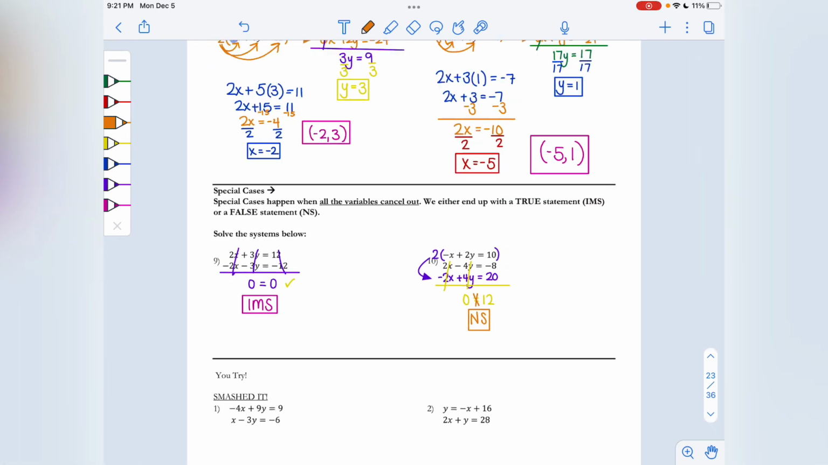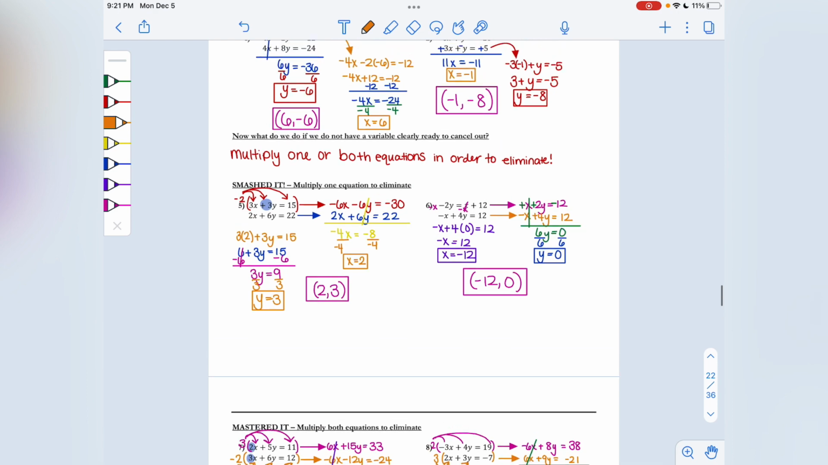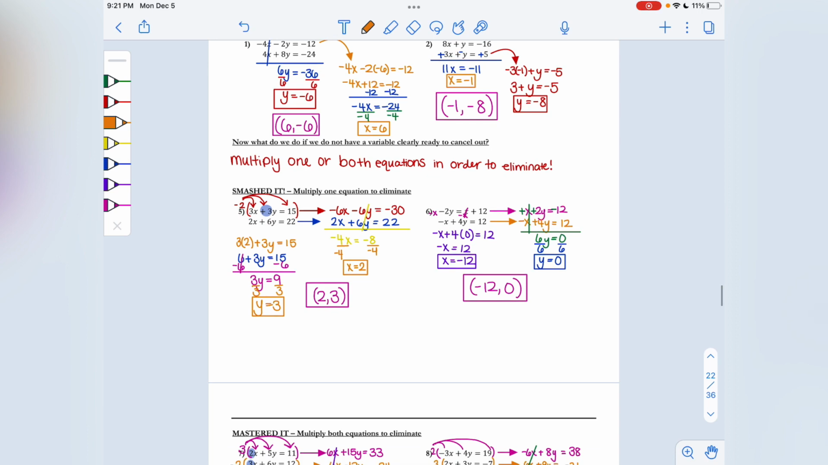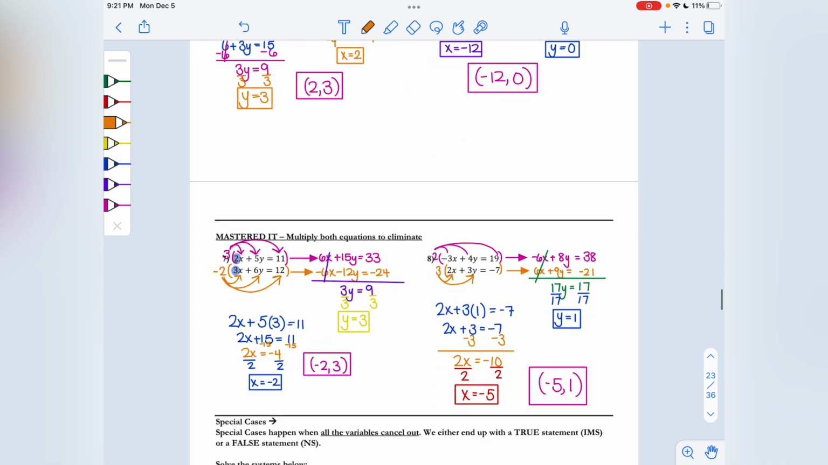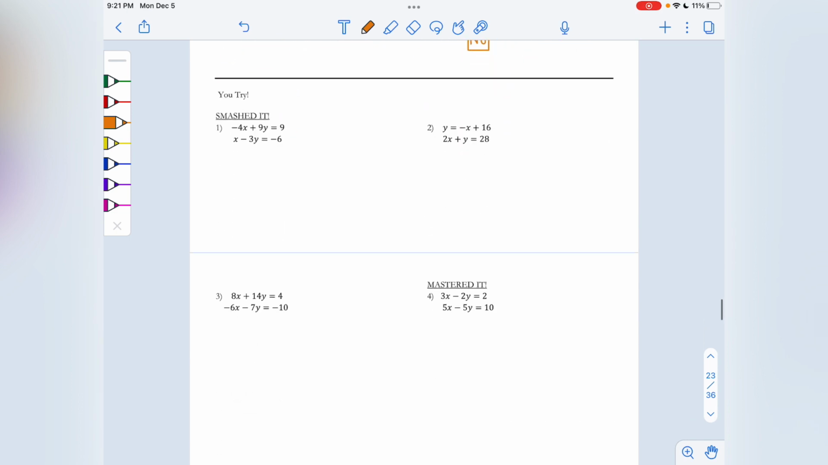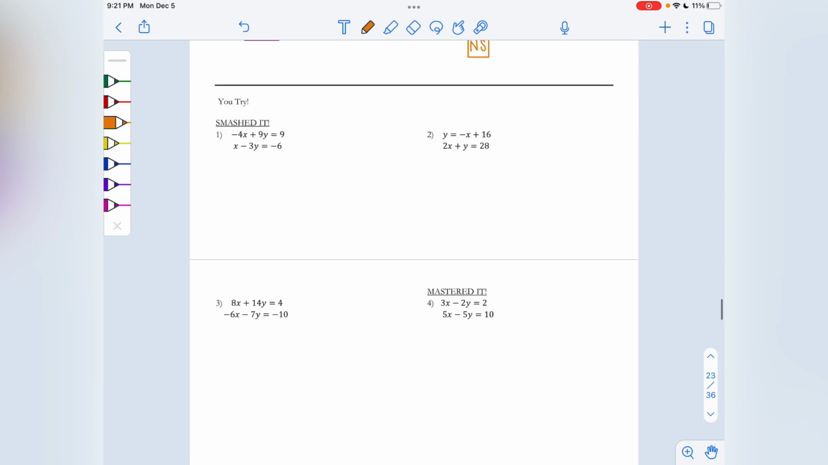Okay, so at this point, those are the notes. We talked about the got it level yesterday and the smashed it level. And then today we talked about the smashed it level again, and we moved on to mastered it. So I need you guys to try it. You're going to try 3 smashed it problems and a mastered it problem, and you'll check your answers. Good luck, and I'll see you tomorrow.